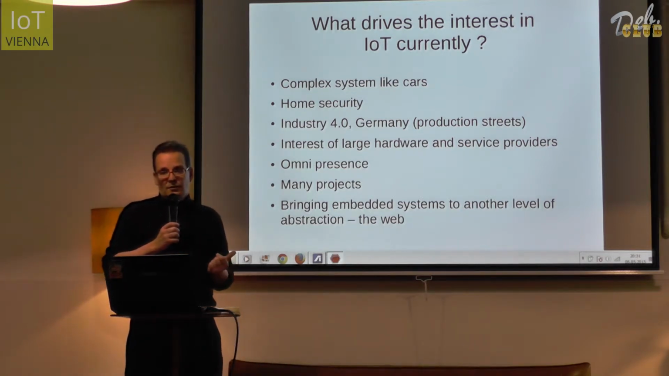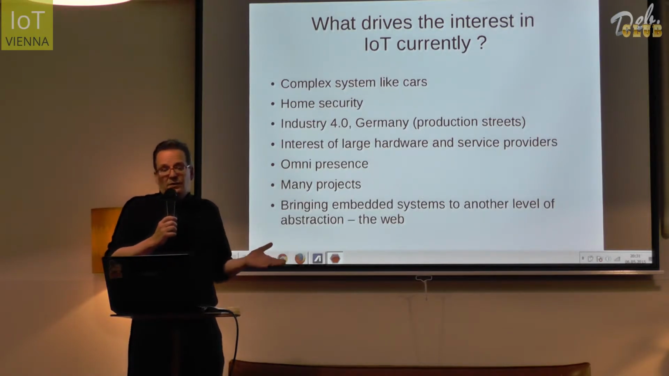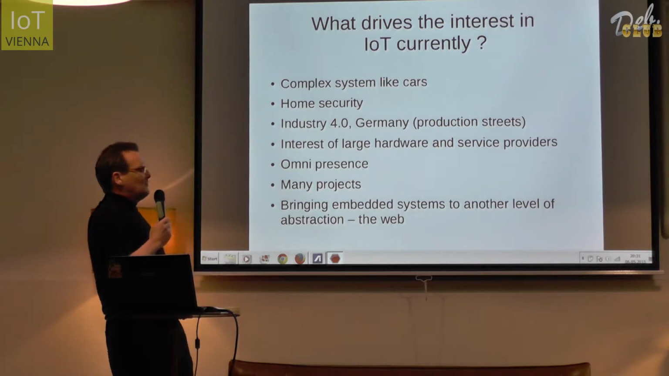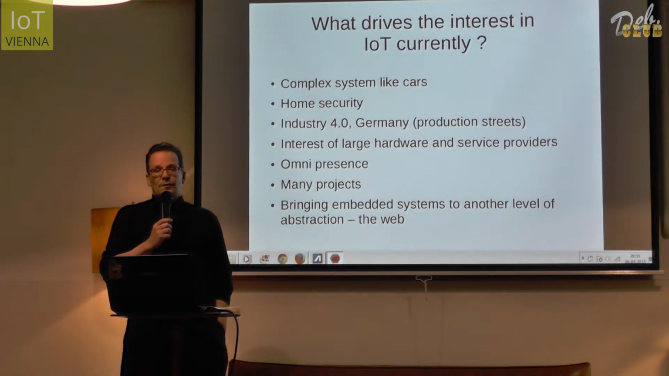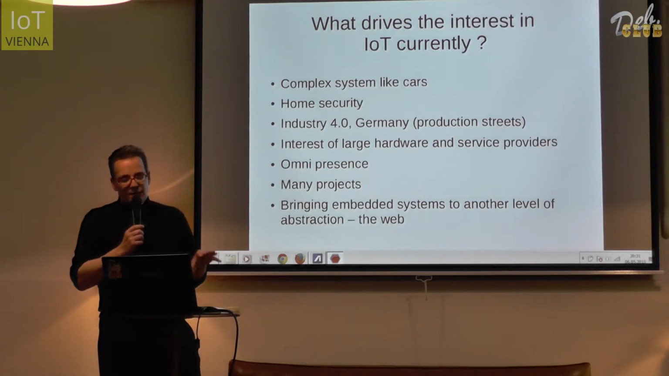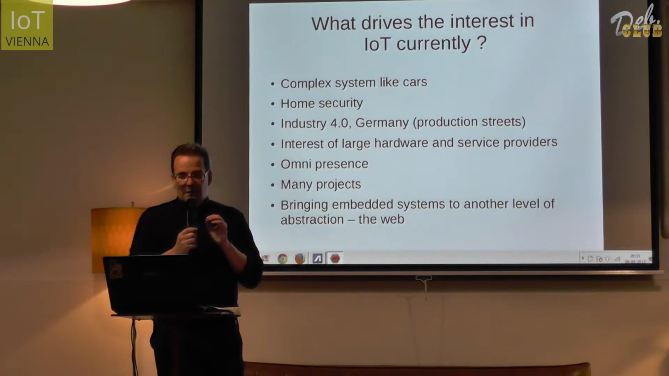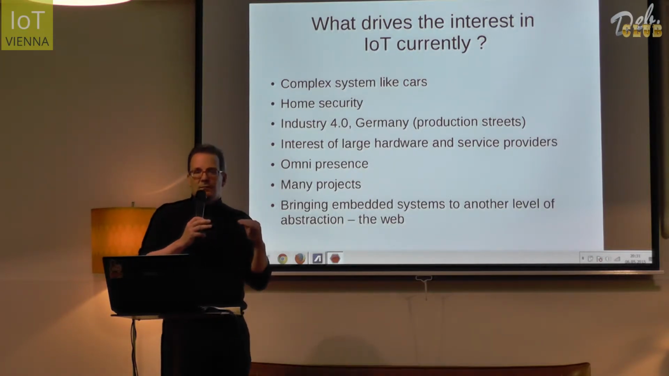Home security is another big issue because people are feeling insecure since September 11th and all those terrorists out there. Whether it's true or not, that's a different story. Germany came up with Industry 4.0. They want to automate their industry even further. That altogether increases the omnipresence of the Internet of Things with large hardware manufacturers and service providers. The point is still that the Internet of Things will bring the embedded realm to another abstraction level.